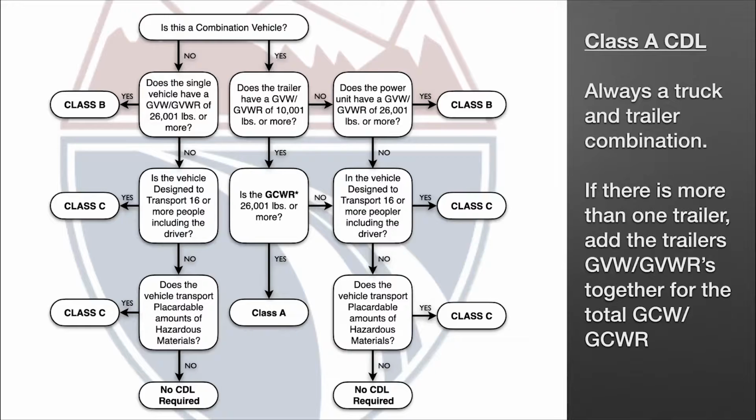But an A could drive everything as long as the driver had the correct endorsements. Now, Class A determinations has really just one route. You start up here at the top. It's got to be a combination unit, and then it's going to take you down. It's going to ask you questions about the trailer weight.